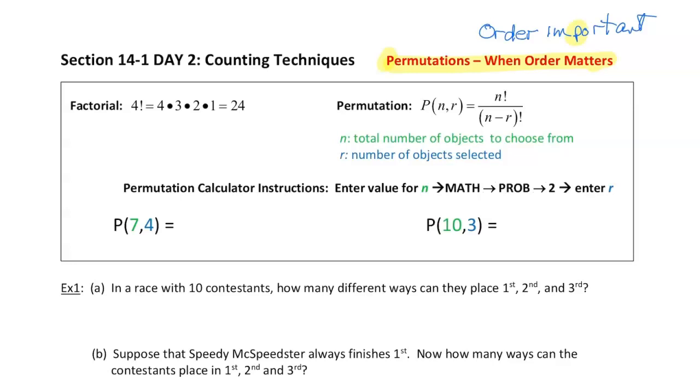So that means if you're going to be arranging something, when you arrange it one way, it looks different than when you arrange it another way, because order is important. And we'll go through more exact descriptions of this.